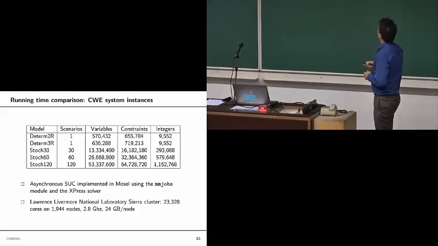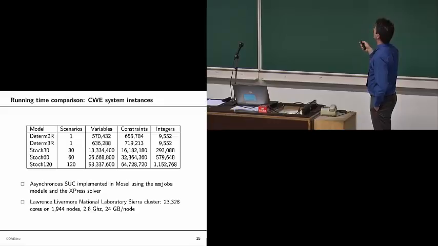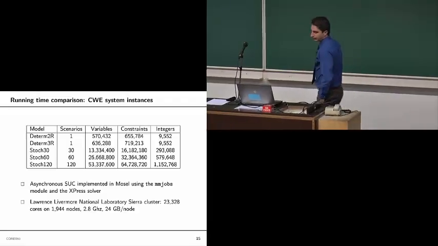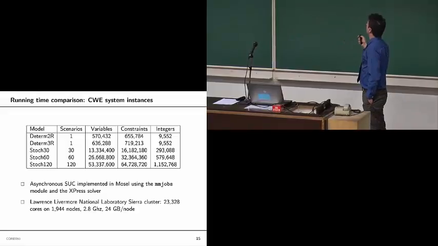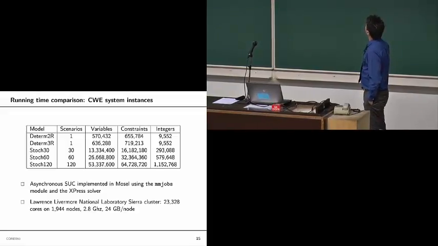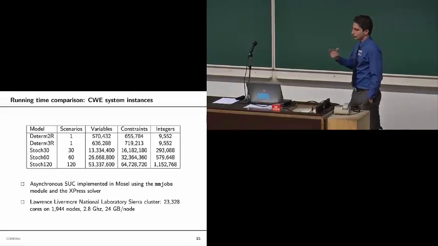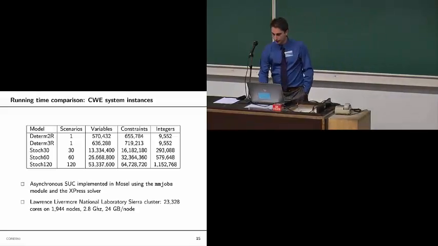It's specifically worth noting that we are able to tackle problems of these scales. That has about 53 million variables, 64 million constraints, and out of the 53 million variables, more than 1 million are in fact integer. This has been implemented in the Lawrence Livermore National Laboratory Sierra cluster, and we've been using Express on this jobs module, which allows easy coding of parallel algorithms.